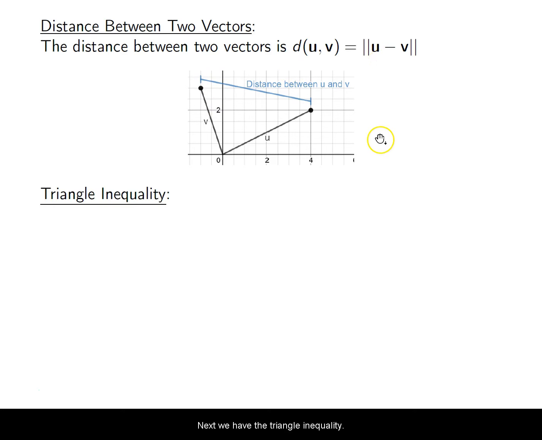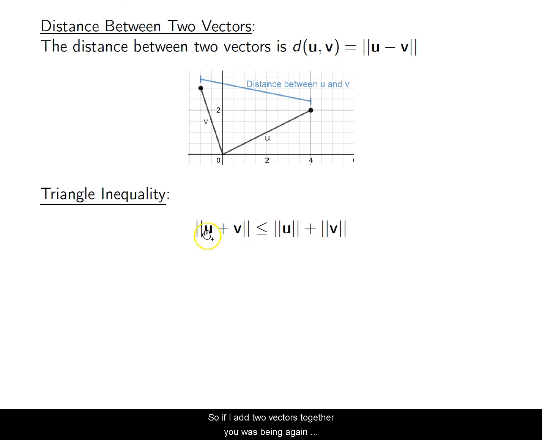Next, we have the triangle inequality. If I add two vectors together, u plus v, using the parallelogram rule to get that resultant vector, its length will always be less than or equal to the length of u plus the length of v. Again, this should be familiar to you. It's saying that the distance between two points is always smaller than if I were to go around. So if I have a vector, it would be about here.